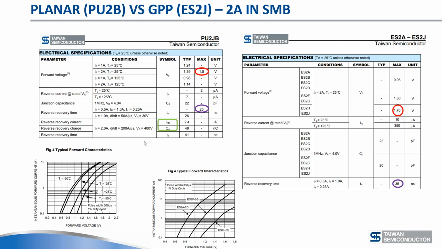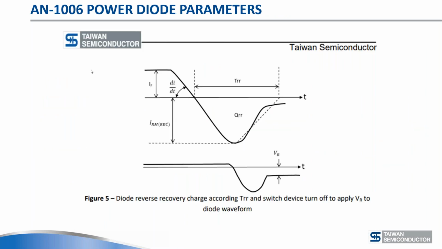This characterization helps the designer choose the right diode or get a feeling about how competitive the technology is in real life. If you're no longer familiar with some of these abbreviations, reverse recovery current and reverse recovery charge, may I suggest that you read again application note AN1006 on our web, power diode parameters.